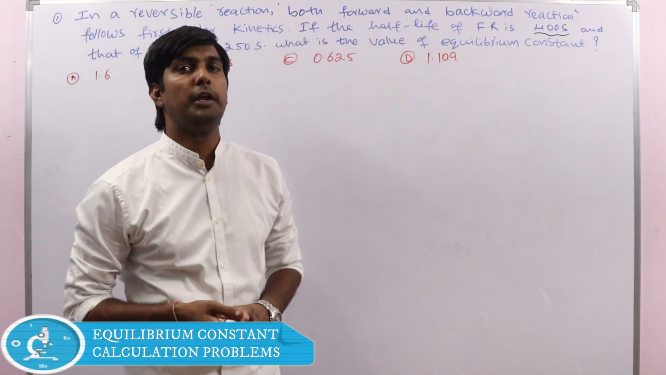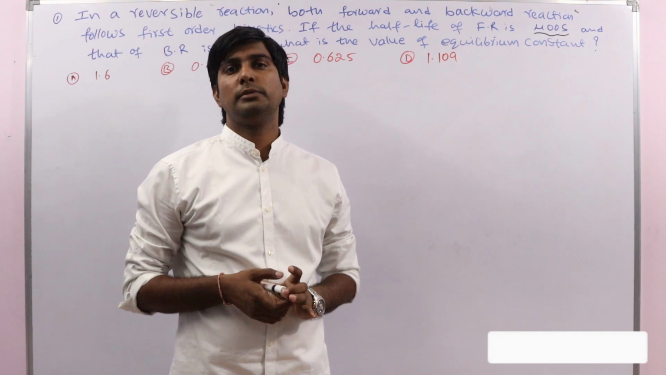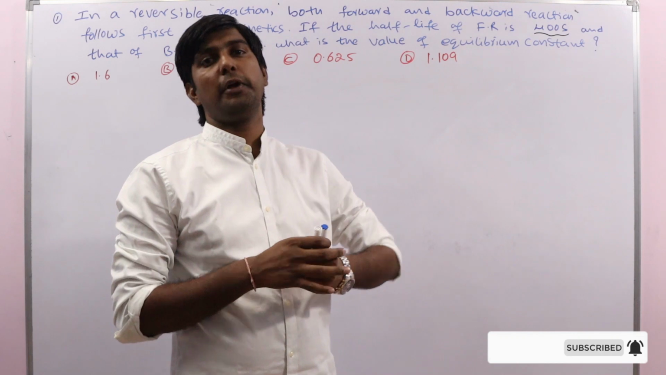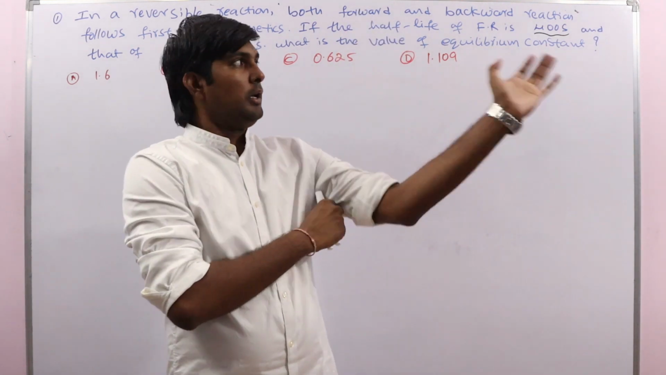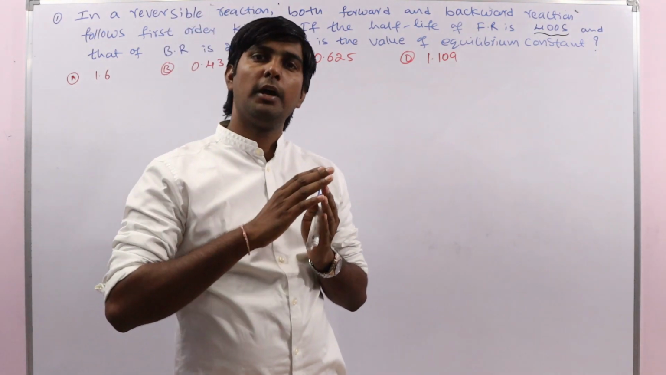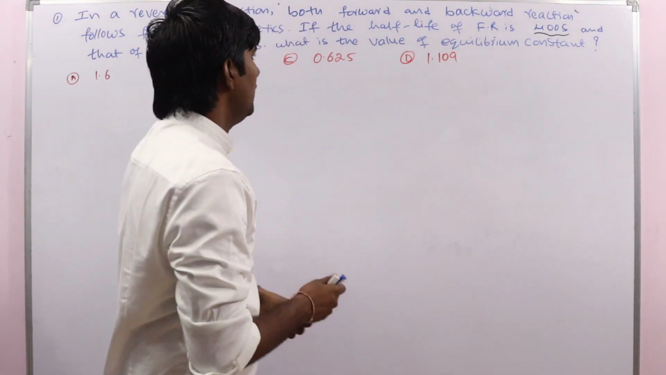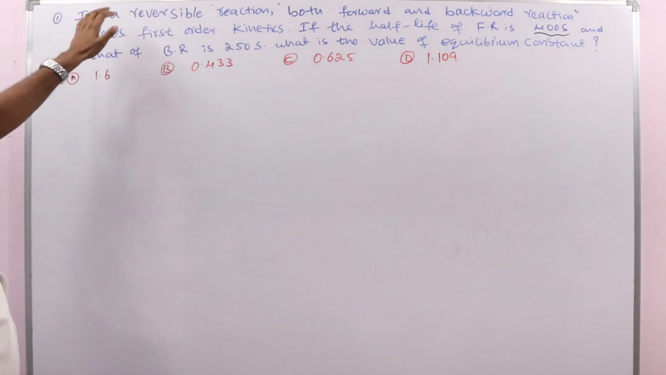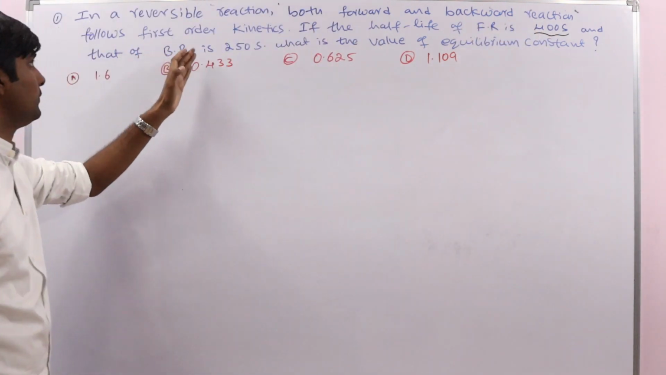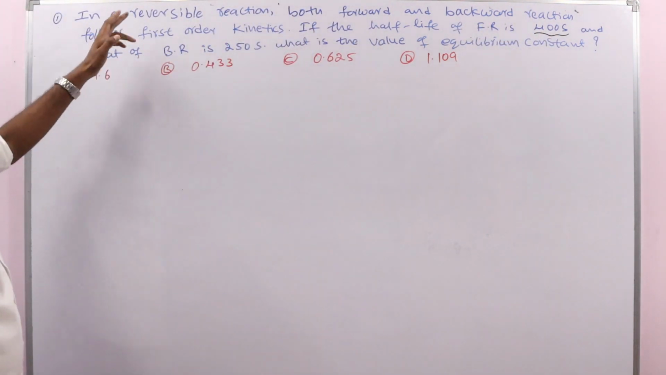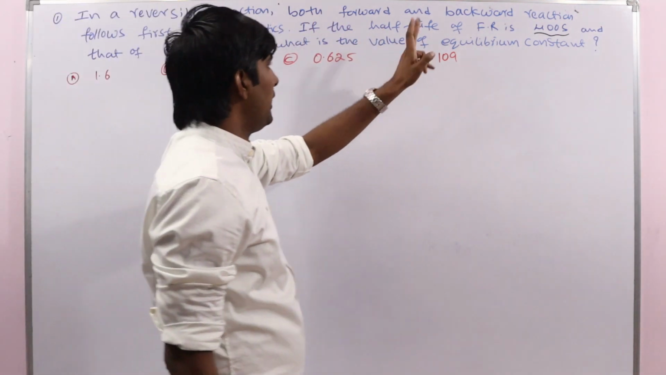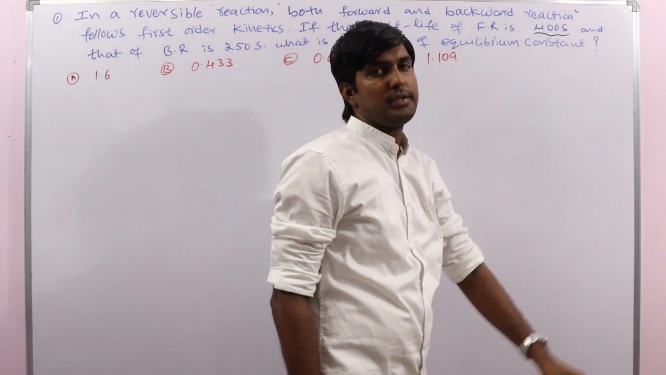In this lecture, let us discuss a very important type of problem: how to calculate the equilibrium constant when chemical kinetics information is provided. Here these are interrelated questions which are linked to chemical equilibrium and chemical kinetics. The first problem is, in a reversible reaction both forward and backward reactions follow first order kinetics.